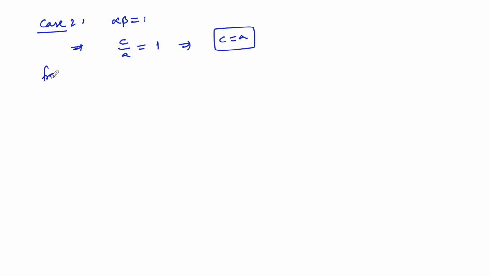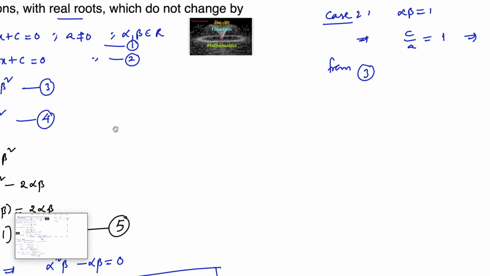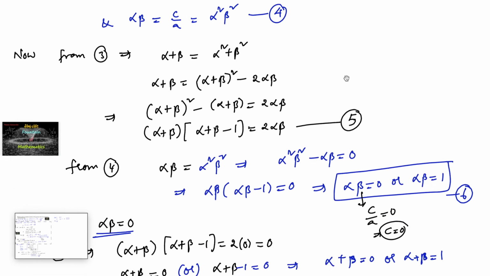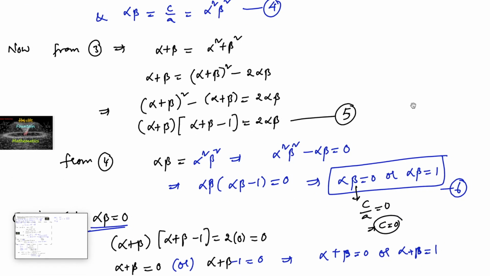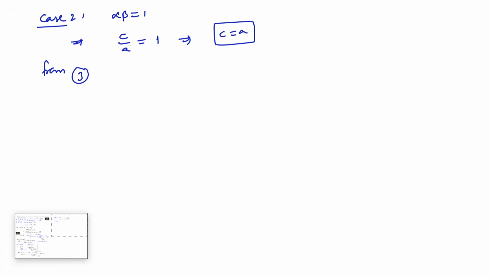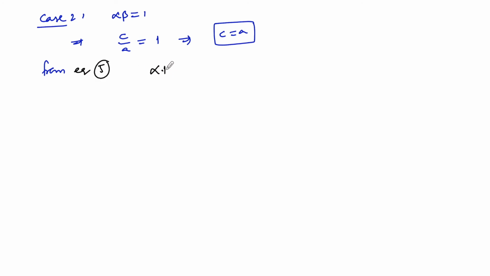And from the third condition, so the third equation is the fifth equation: alpha plus beta of alpha plus beta minus 1 is equal to 2 alpha beta. Say this is the fifth equation. From equation 5, that is alpha plus beta of alpha plus beta minus 1 is equal to 2 alpha beta.